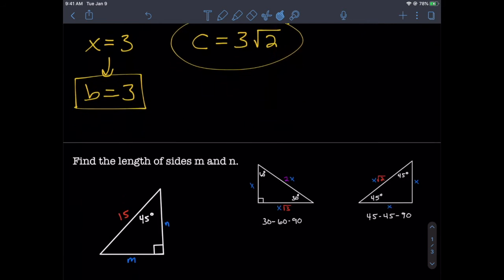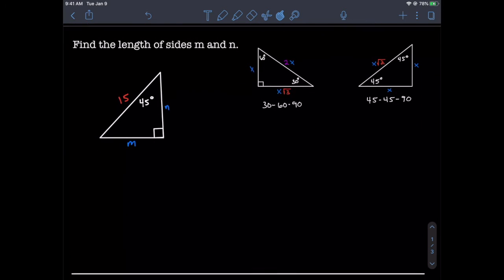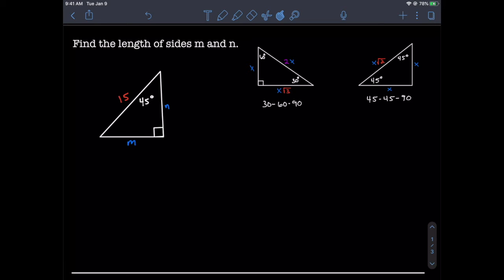Why don't we go ahead and take a look at something that's a little bit more complicated. Alright, so this time we're asked to find the lengths of sides M and N, and we start with the hypotenuse, which almost always means more work for us. Now we take a look at this 45-degree angle here, and that puts us into the 45-45-90 triangle. This is going to tell us again that the 15, the hypotenuse, is equivalent to x times the square root of 2, so we're going to set up that equation right there.